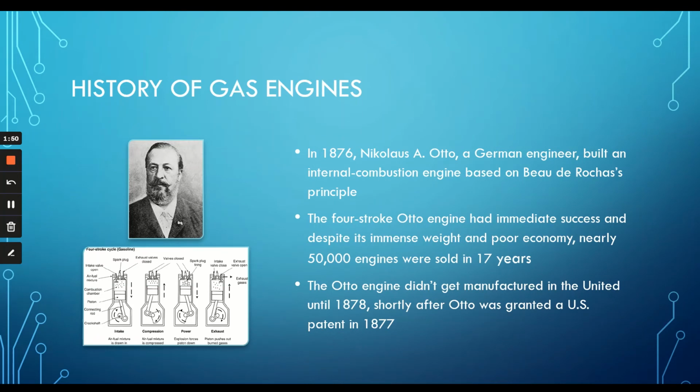In 1876, Nicholas A. Otto, a German engineer, built an internal combustion engine based on Beau de Rochas's principle. The four-stroke Otto engine had immediate success, and despite its immense weight and poor economy, nearly 50,000 engines were sold in 17 years. The Otto engine did not get manufactured in the United States until 1878, shortly after Otto was granted a U.S. patent in 1877. To the left is Otto and Otto's four-stroke cycle design.